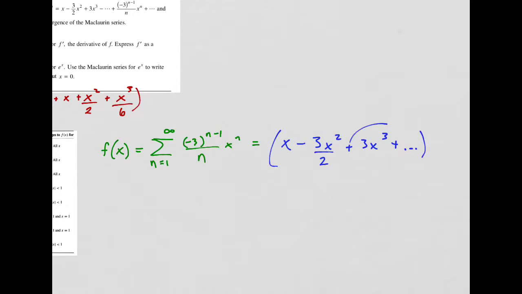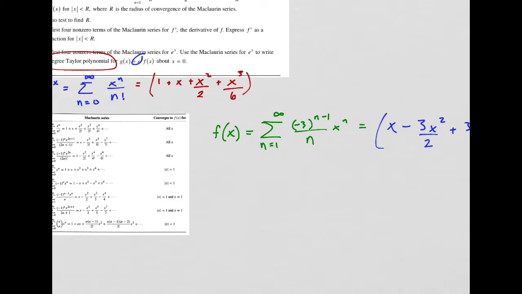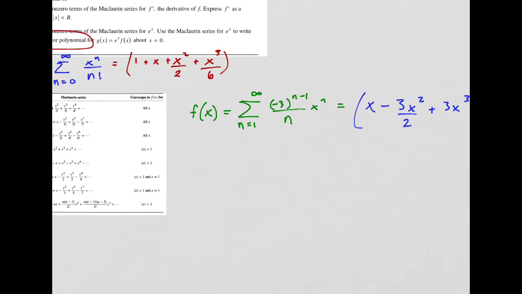But I don't need to go up anything past degree 3, because I want a degree 3 polynomial. But any term after that, like when I multiply these together, because I'm trying to find e of x times f of x. So watch, actually, I'm going to write it down, then I'm going to try to explain it.